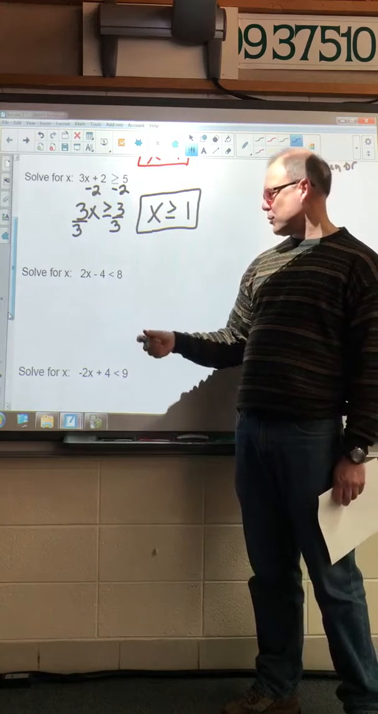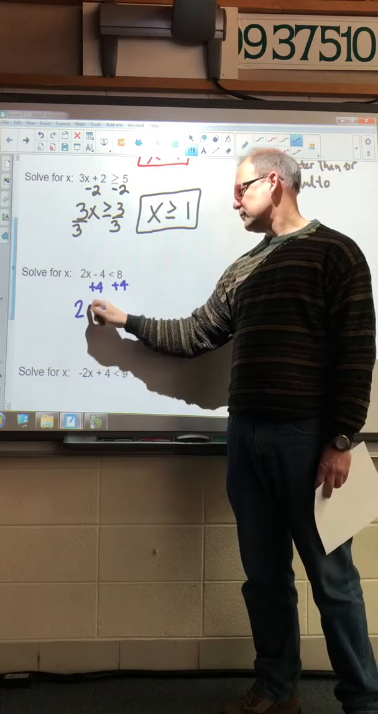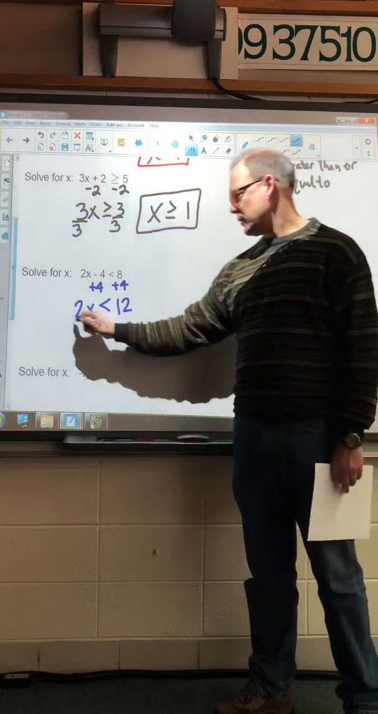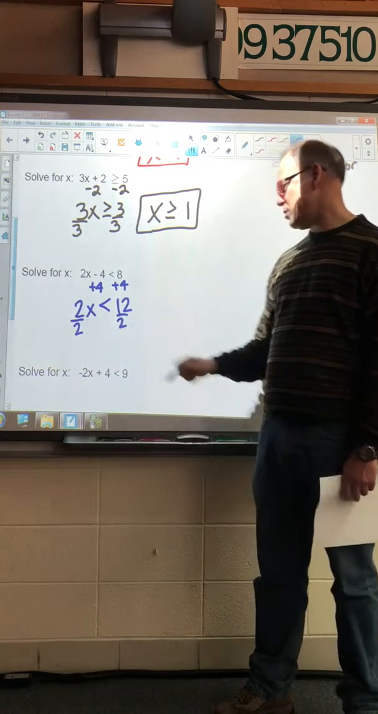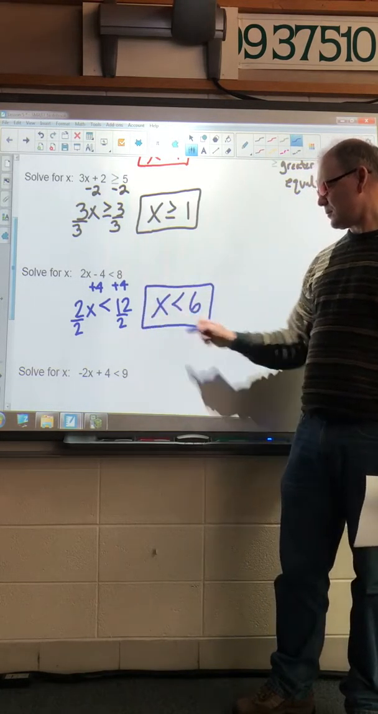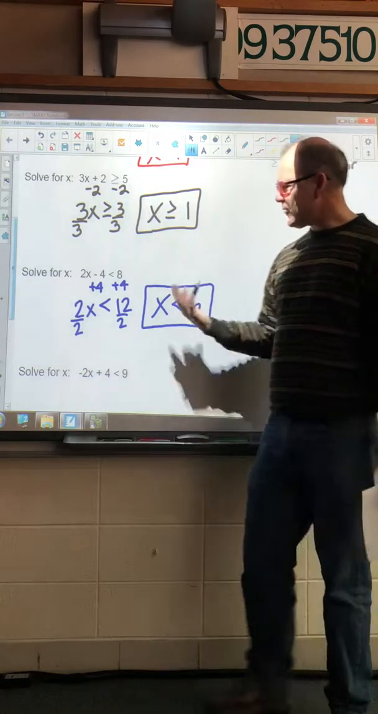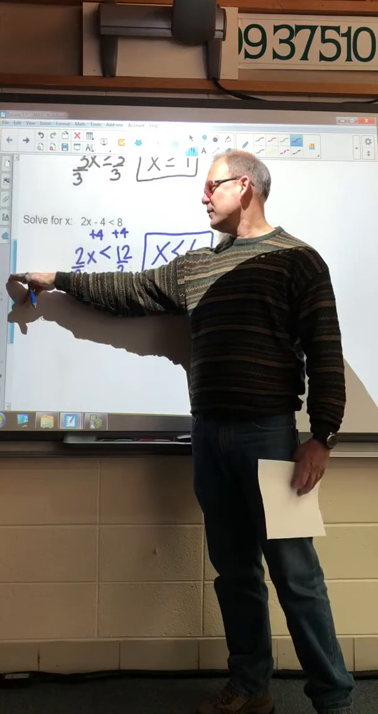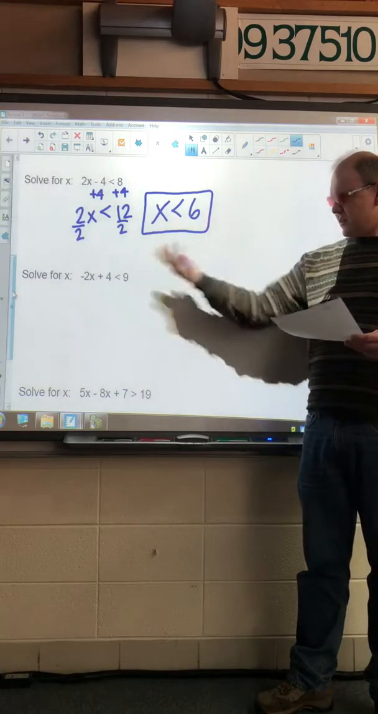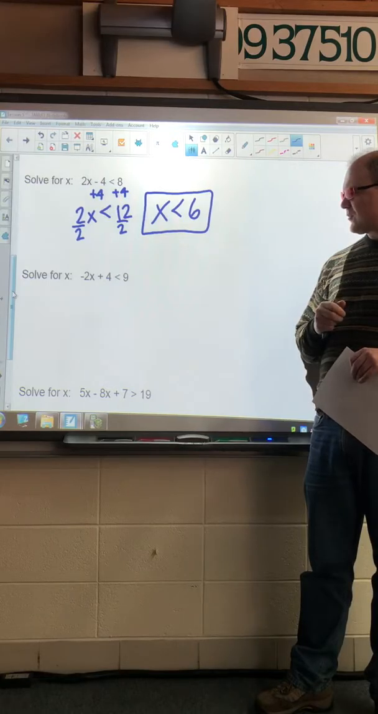Okay, so here we would add 4. 2x is less than 12. Divided by 2. x is less than 6. Okay, so we're cruising right along. No big deal. Everything's the same as it was for an equation. Until we get to a problem like this. And then there's a little extra to think about.